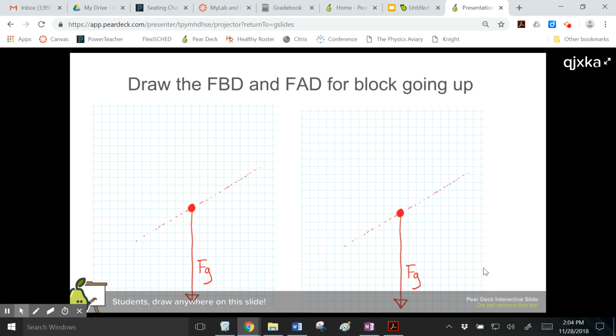This is after it's left my hand. Yeah, so again, sorry, I didn't specify. We're drawing it for the cart while it's going up the ramp after it's left my hand. Braden, your arrows look like lines. Emily Oldman, same beef. Just put arrow tips on. You don't have to erase them.